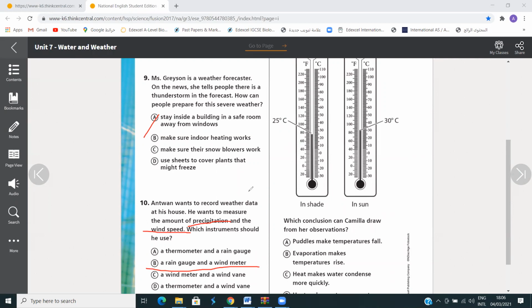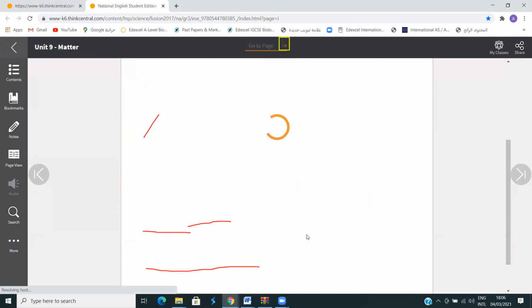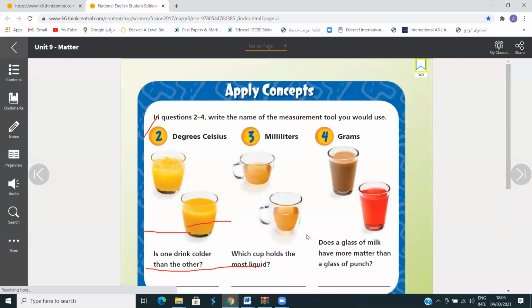About our lesson today, my students, we'll go to page 360 and 361. We said 361, 362. In the book, 362. In the book, we have a question here.